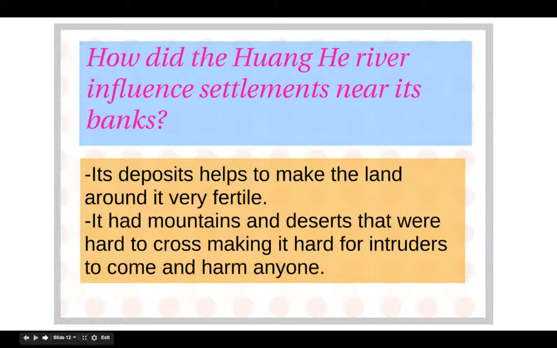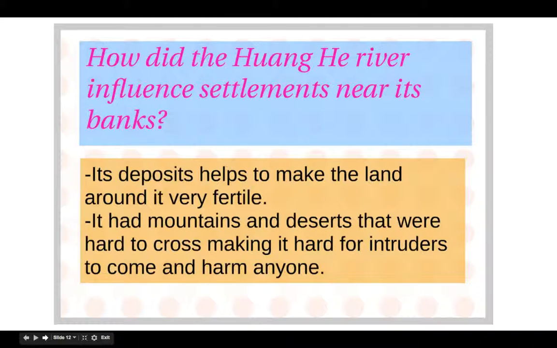So we'll shift over to the Huanghe River, and how does this river influence settlements near its bank? So this is again, how does ultimately geography and physical features influence where people live? The silt deposits help make the land around it very fertile. So that means when the river floods and then recedes, it leaves all the good stuff on there for vegetation to grow really well. So people would plant crops and things like that.